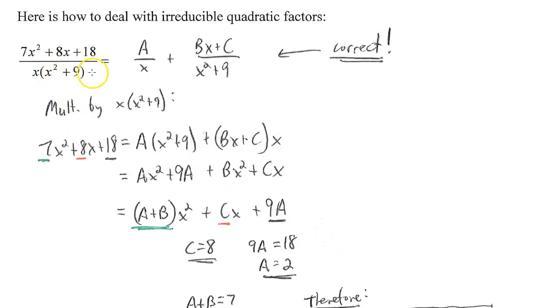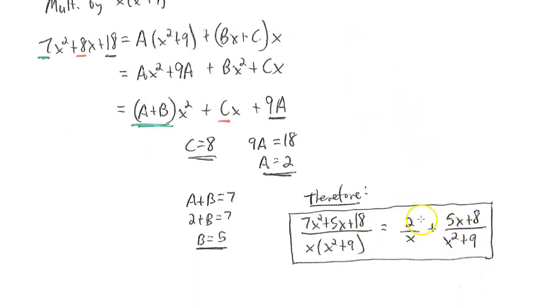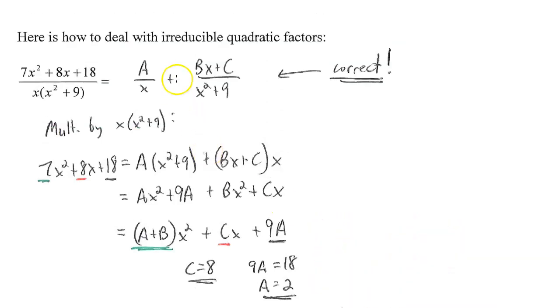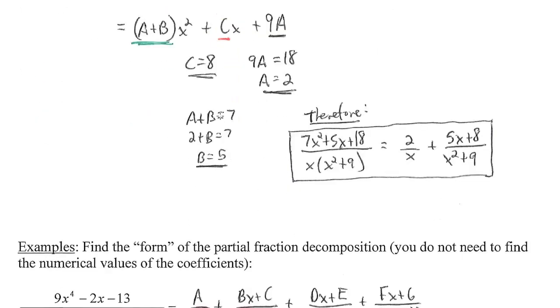So our original thing ends up being 2 over x plus 5x plus 8 over x squared plus 9. That's what I've written here. So we found our a, our b, and our c, and it turns out this really does equal this. If you were to combine these, get a common denominator, and add them up, you should end up getting this. Again, the key here was we had to use the correct form of our partial fraction decomposition. We couldn't just put b here, we had to put bx plus c over this irreducible quadratic factor.